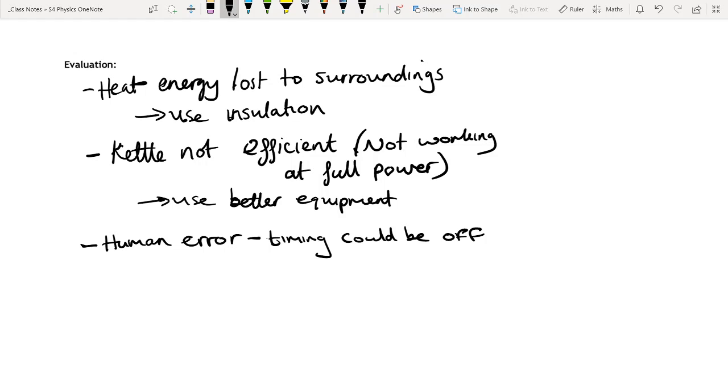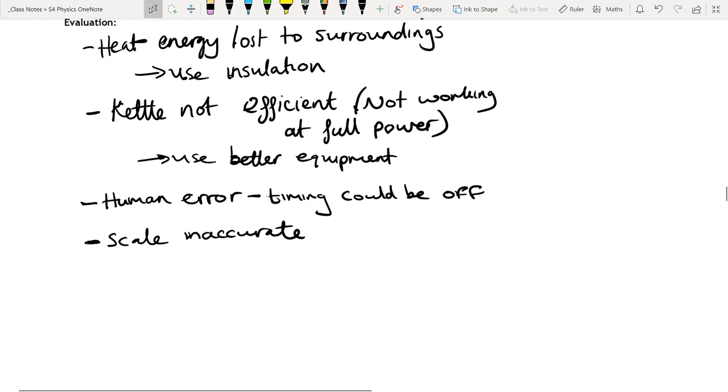The scale could have been inaccurate. Yeah, guys, listen. Asa said the scale could have been inaccurate, which is absolutely fine, it could have been. The batteries might have been out of charge or running low.